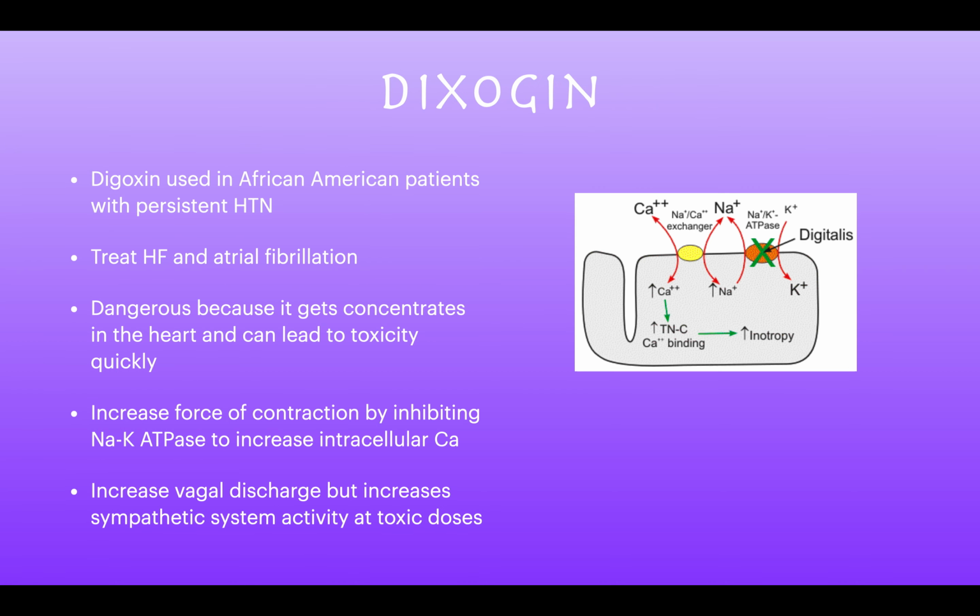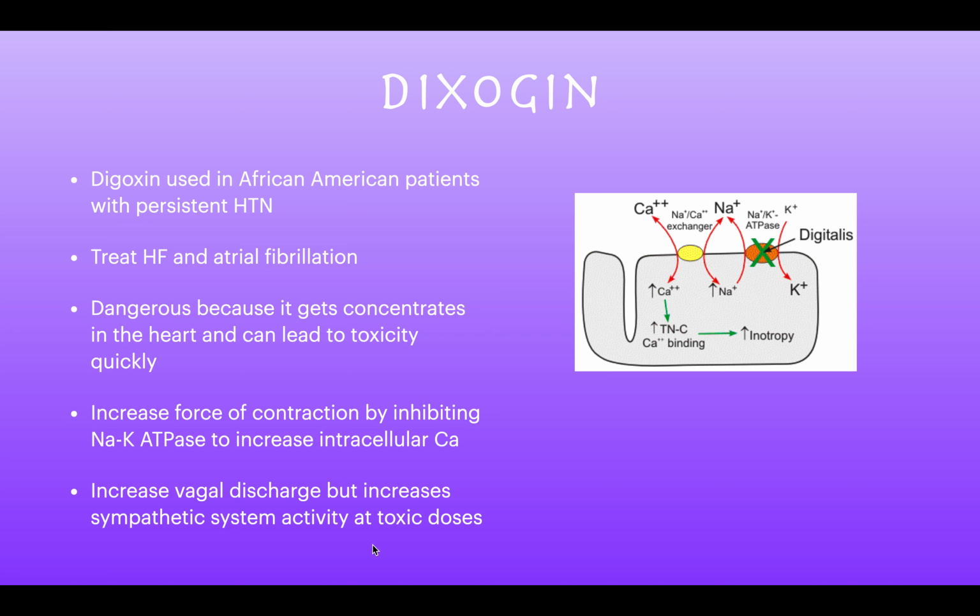Digoxin. Digoxin is mainly used in African American patients with persistent hypertension. It's very efficient for them. It's not as well tolerated in Caucasian males. For some reason, digoxin is very, very toxic to Caucasian males. This is okay to use in acute cases, but management-wise, the length of life is most definitely shortened in a white male.